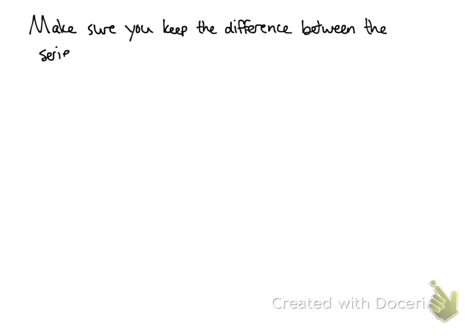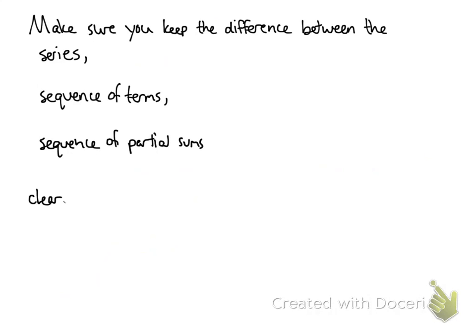It is important to keep the difference between these things clear. So there's the series, there's the sequence of terms, and there's the sequence of partial sums. Let's look at an example. So if I have the series, it looks like this. That's the sum, n equals 1 to infinity of 1 over n. That is, start with 1 over 1, and then add 1 over 2, and then add 1 over 3, and then add 1 over 4, and just keep going forever.